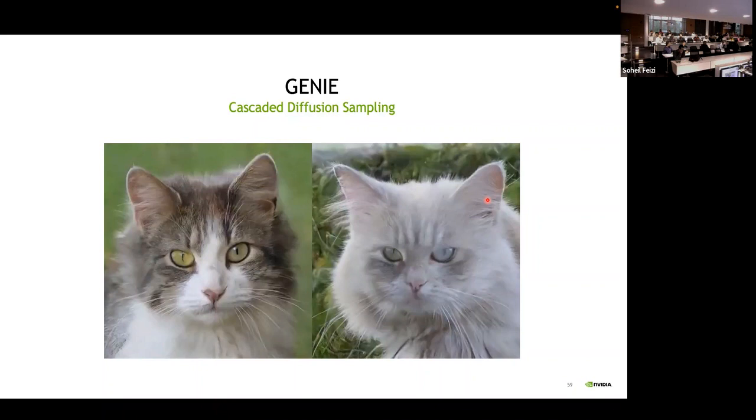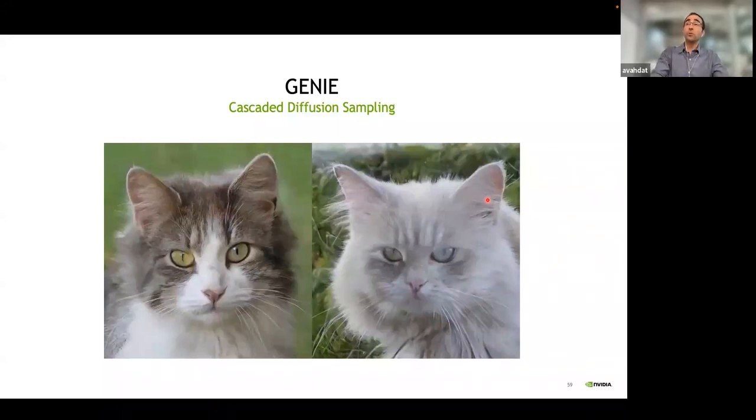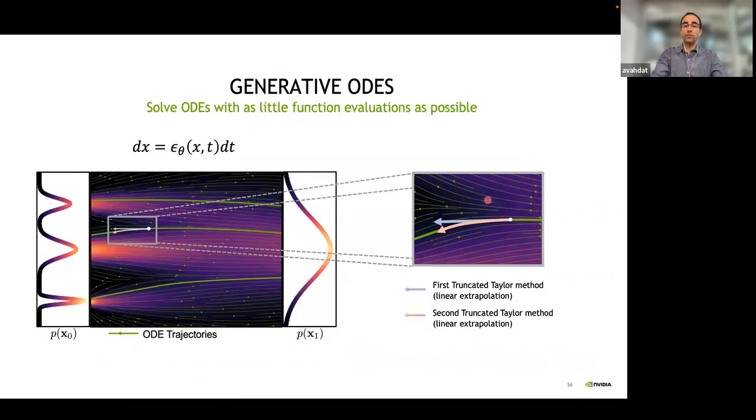Basically, does the number of network calls correspond to the recall? I see. So the question is whether the number of network calls corresponds to the recall that you mentioned. Actually, it corresponds to sampling time. So recall is something different.